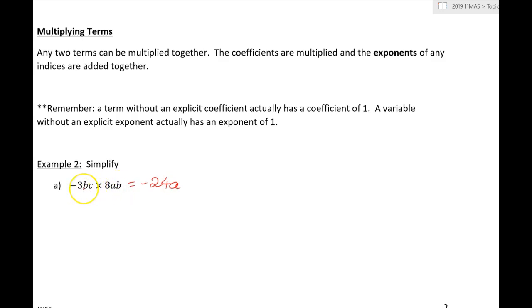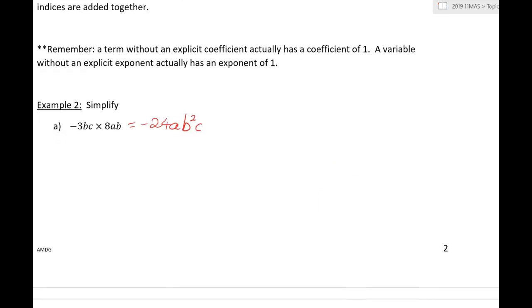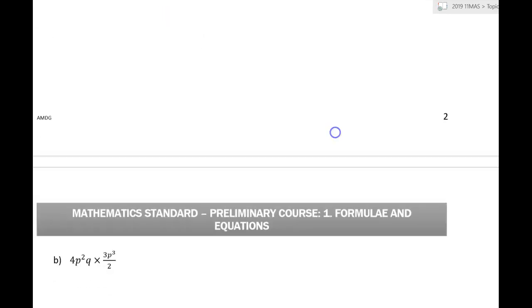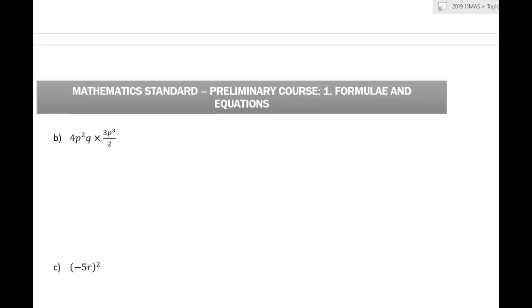Now b times b, again, if I don't have an exponent, if I don't have any little number up here, it's like an assumed 1. So I do 1 plus 1 is 2. So my b to the power of 2, or b squared. Please don't say b2. b to the power of 2 is fine, or even b to the 2, but not b2. And then I've got a c here, no other c's there, so c here. Anyone speak Spanish? Never mind. There we go. So that's multiplying terms. Multiply the coefficients, add the exponents. Simple terms. Finally, dividing term.